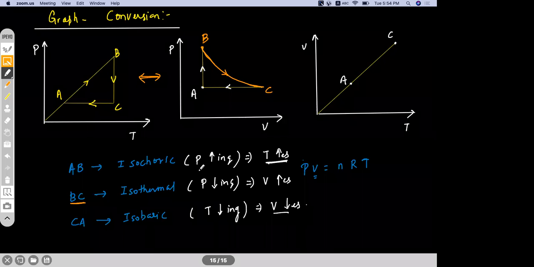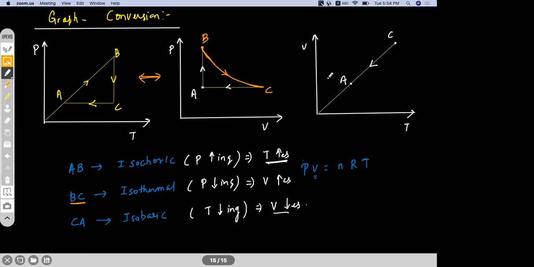C to A is what? C to A is an isobaric process passing through the origin, and the line is this. C to A, you see volume is decreasing, right? Volume is decreasing, so temperature will also decrease. So that's the point we have here. C to A, volume decreases. If you take it the other way, then it is a case of expansion.